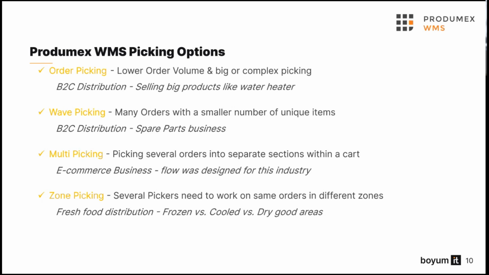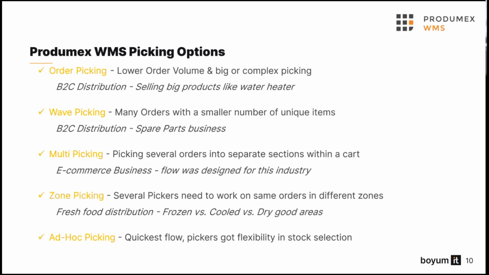But the classic example is the food business, when you have fresh foods. Usually you will have a frozen zone, a cool zone, and a dry goods area, and you won't have the same picker going to pick in every single area. So in that case, it makes total sense to use zone picking and to split the pick list across the different zones of the warehouse.